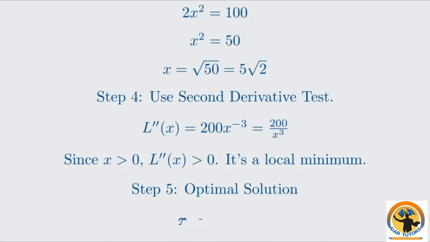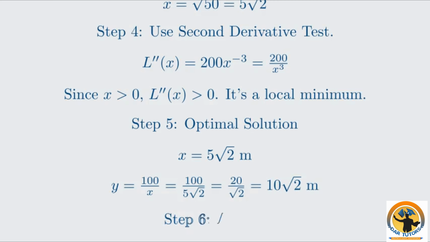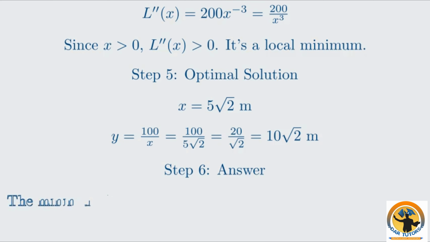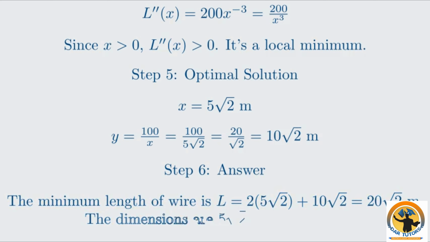Step 5. Optimal solution. The minimum length of wire occurs when x equals 5 times the square root of 2. The corresponding value for y is 100 divided by 5 times the square root of 2, which simplifies to 10 times the square root of 2. Step 6. Answer. The minimum length of wire is 20 times the square root of 2 meters, which occurs when the sides adjacent to the fence are 5 times the square root of 2 meters long, and the side parallel to the fence is 10 times the square root of 2 meters long.